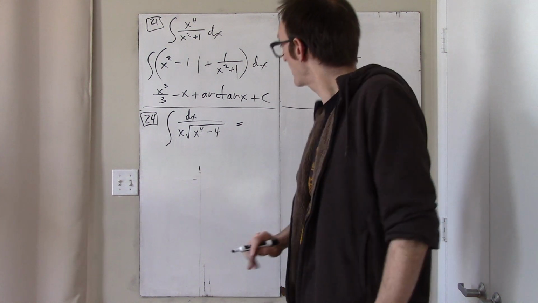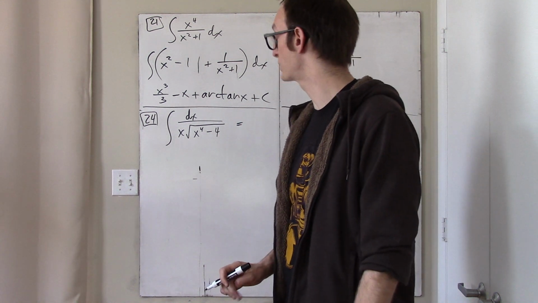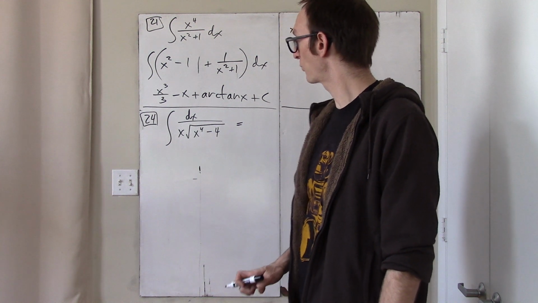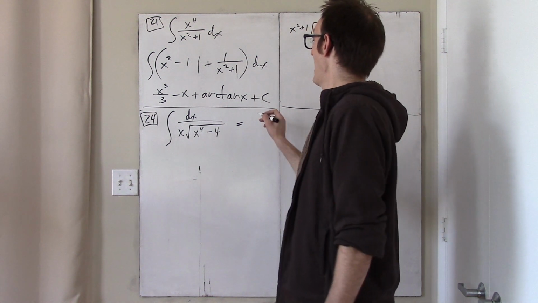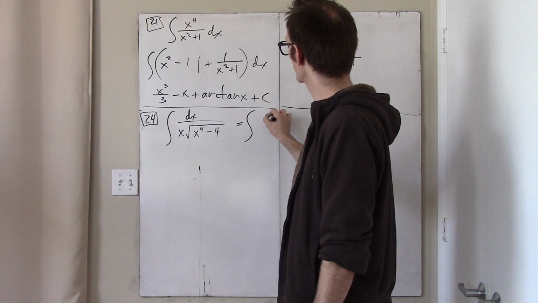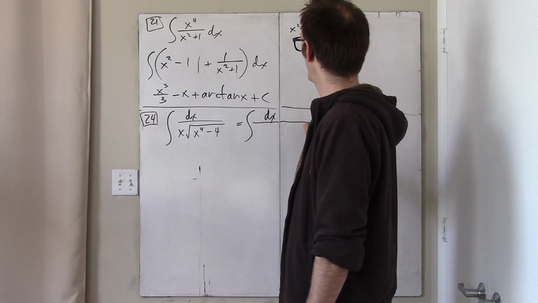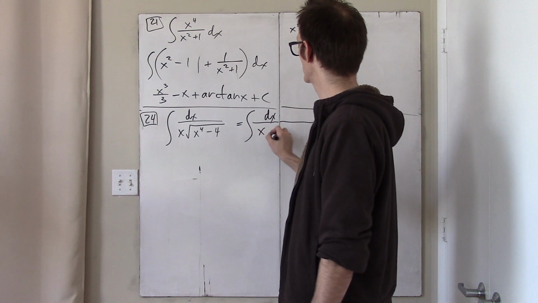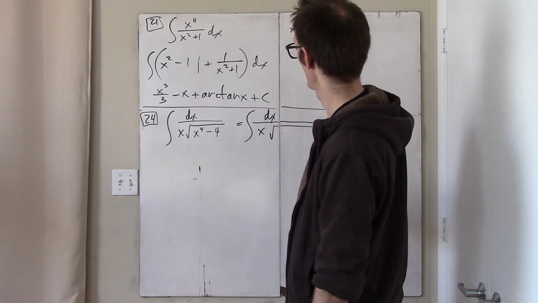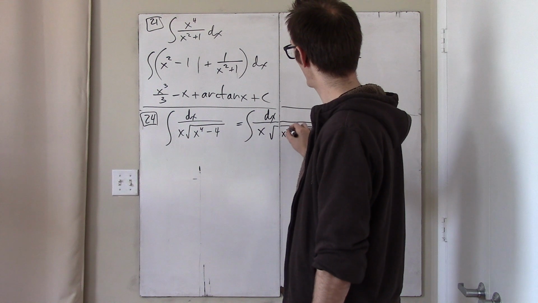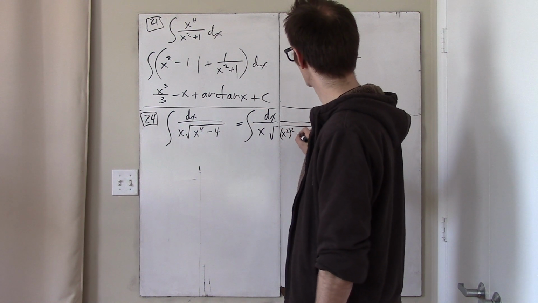So based on my experience with this situation, I am going to write this as dx over x root, oh boy, x squared minus 4.